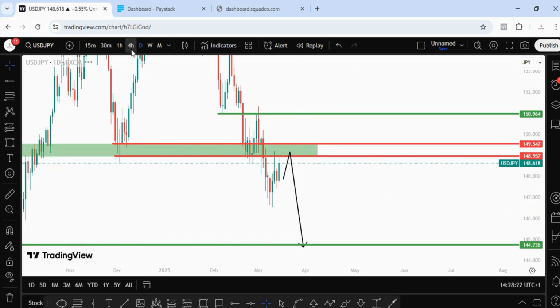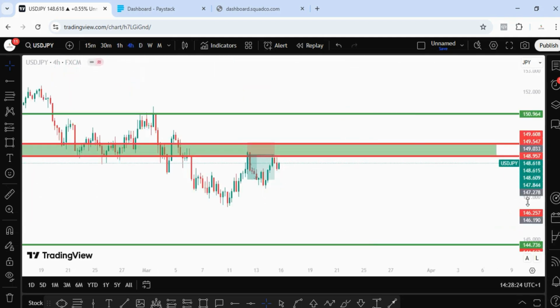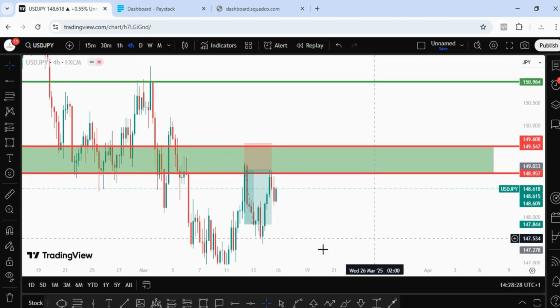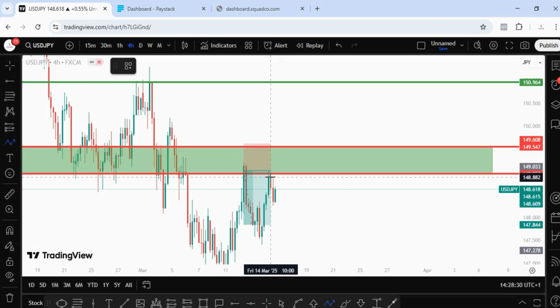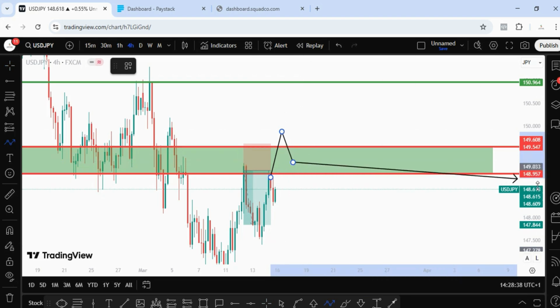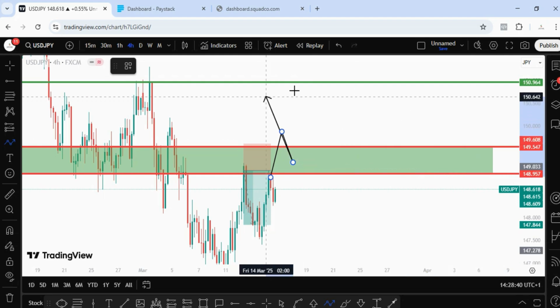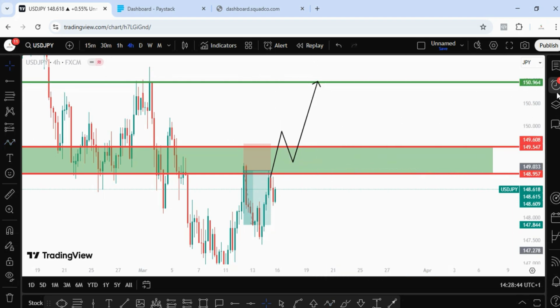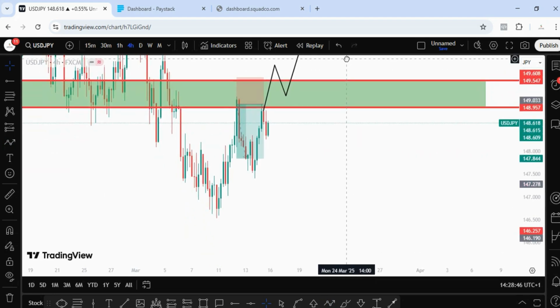But if price goes on and breaks above the 149.547 area, something like this, by then we must have created a new higher high breaking above here. Then we can catch it on the pullback. Stop loss below 148.957. Then our initial TP will be 150.964. That's the bullish scenario.